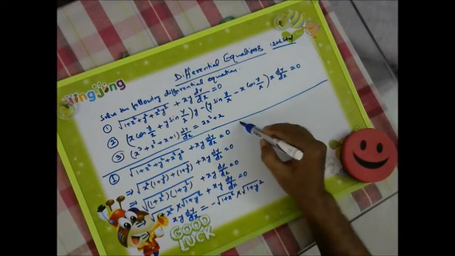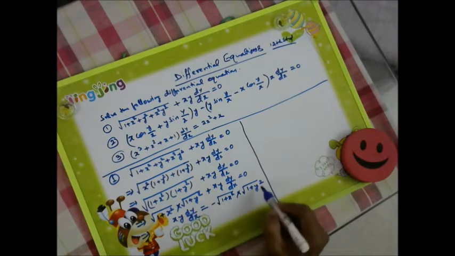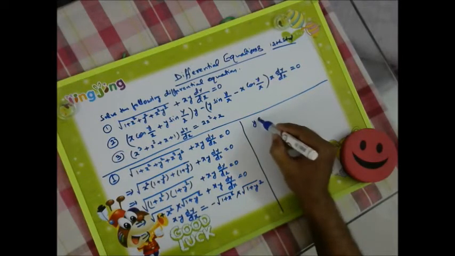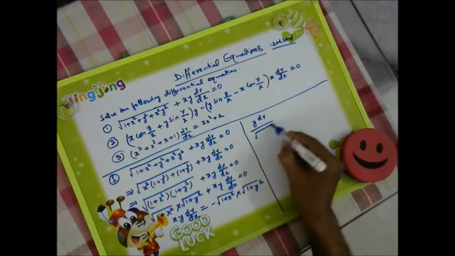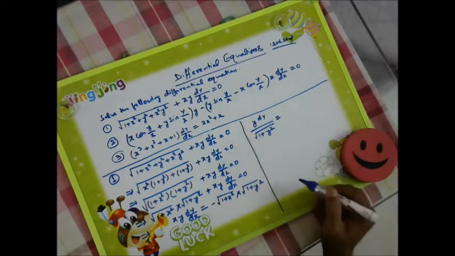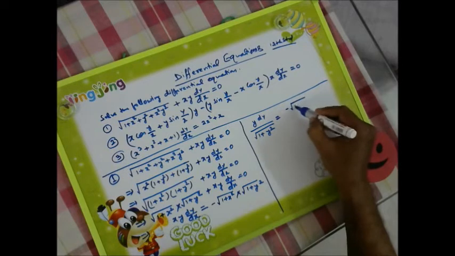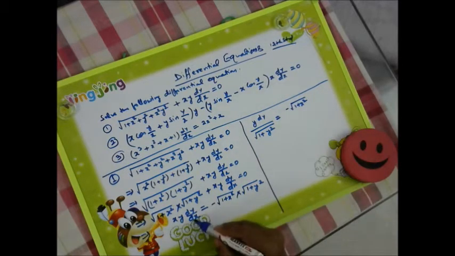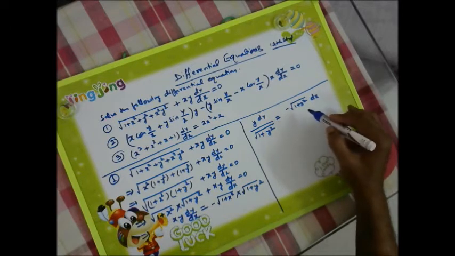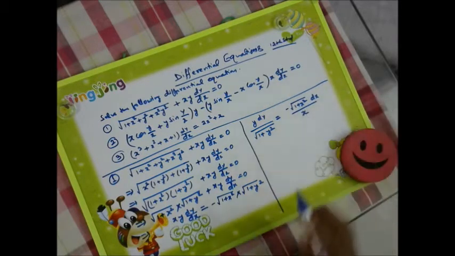Now I will put a line here. Further, this root of 1 plus y square we can bring to the bottom, so y dy divided by root of 1 plus y square. On this side, minus root of 1 plus x square, and the dx gets multiplied here, divided by x.